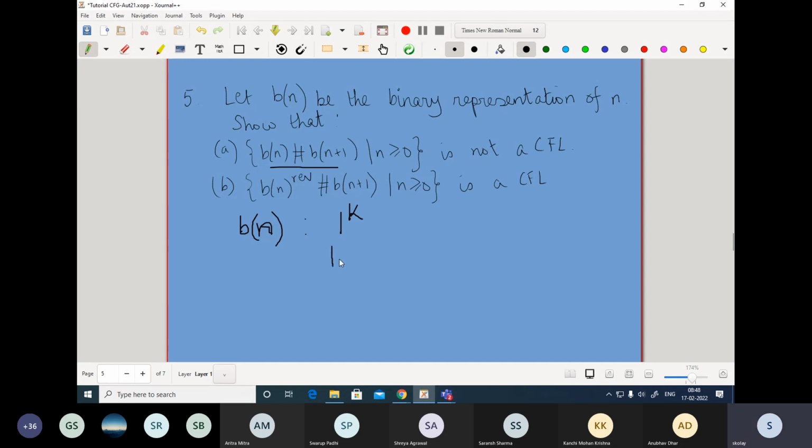So Bn can be of two forms, right? It could be 1 to the k, or it can be some 1 and then let's say it has some w, it has some 0, and then let's say it has some 1 to the k. This w could be empty. So if it's 1 to the k, then what is Bn plus 1? 1 0 to the k. And if it's this form, then 1 w 1 0 to the k.